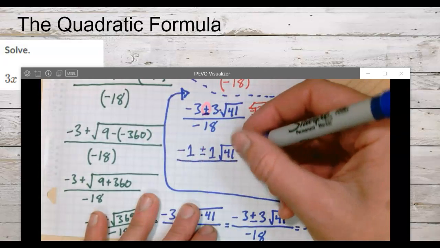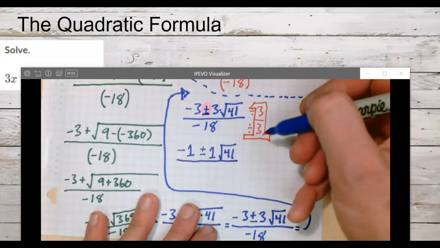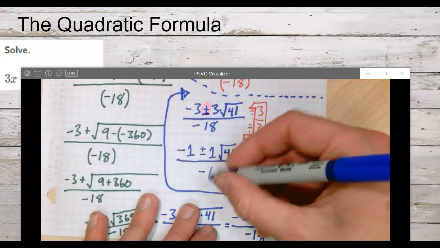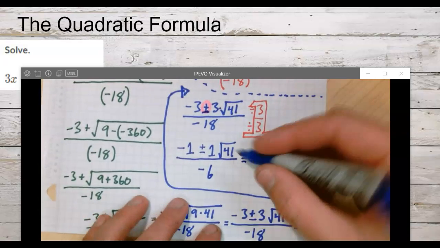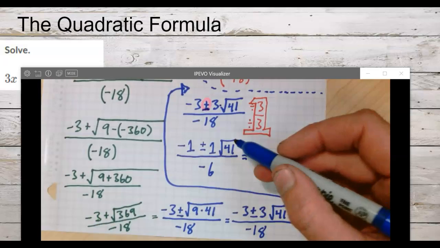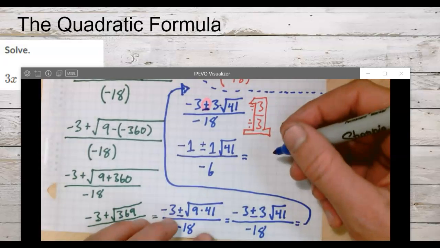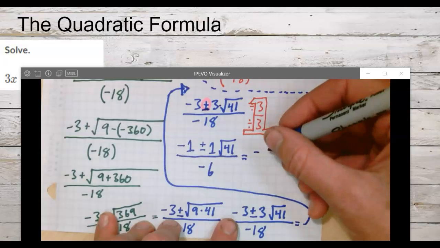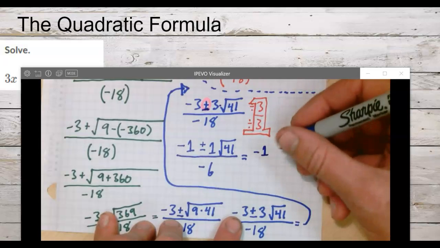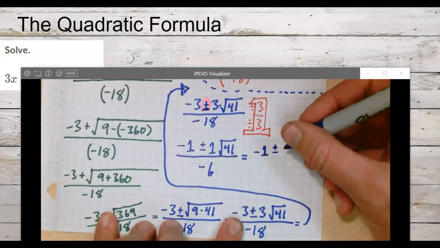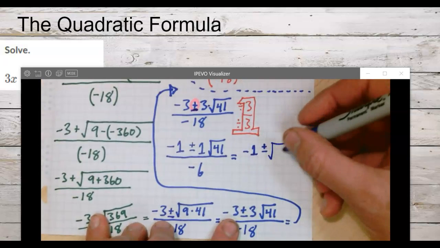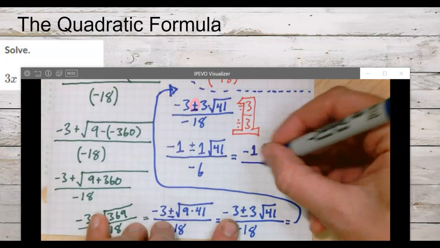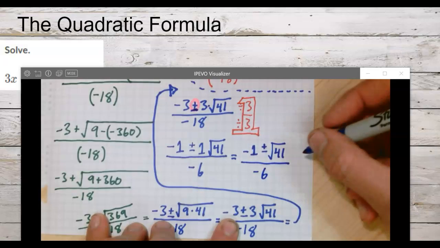All over, well, what is negative 18 divided by 3? Negative 6. And technically, I don't need to write 1 times a radical. That's like saying 1 Mr. Estes. I don't say that. I just say Mr. Estes. So what I really have is negative 1 plus or minus the square root of 41 over negative 6.